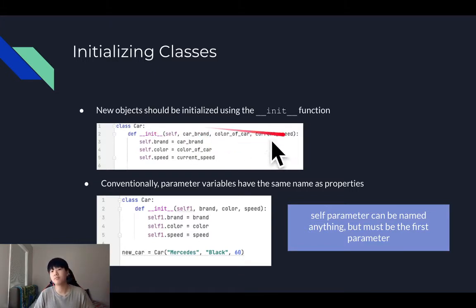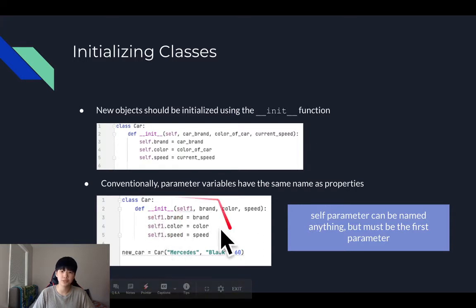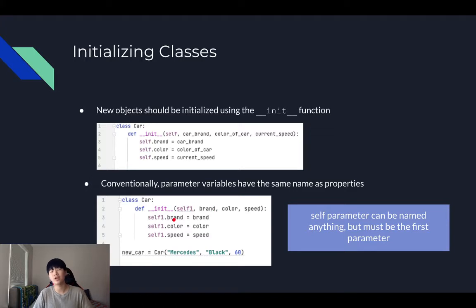And then you can put in your other fields or your other properties like car brand, color, and current speed. They're literally like function parameters where they go in here, and then you can set them to the actual property of the car. So this car's property will be brand right here, color, and speed, and they are being set as the parameters here: car brand, color, and current speed. But conventionally, these parameter names are usually the same as the actual properties themselves. So this is a more realistic example where brand is going to be equal to the actual brand of the car.